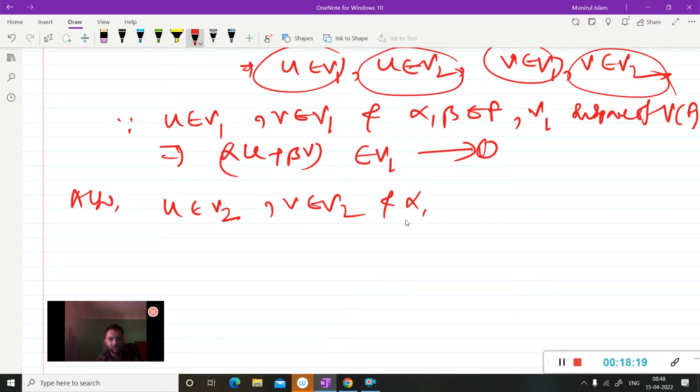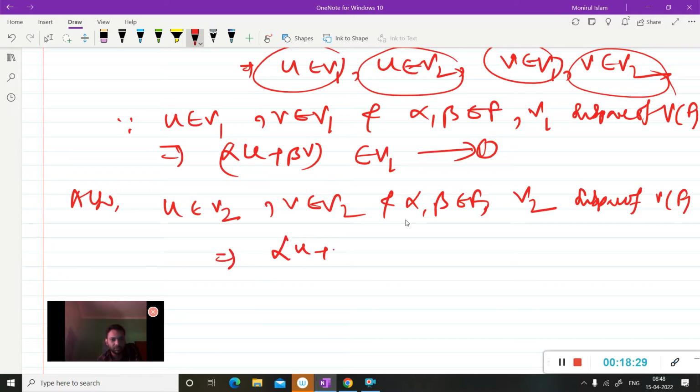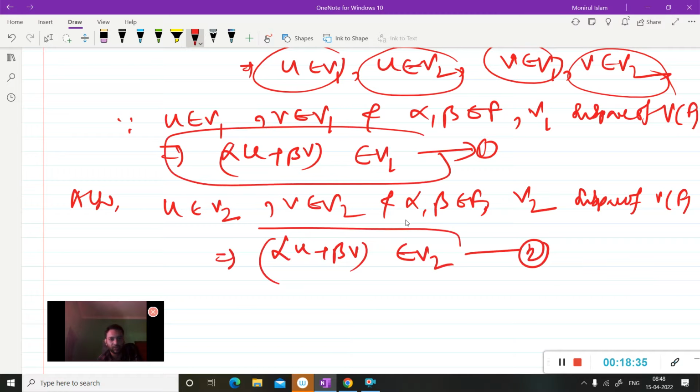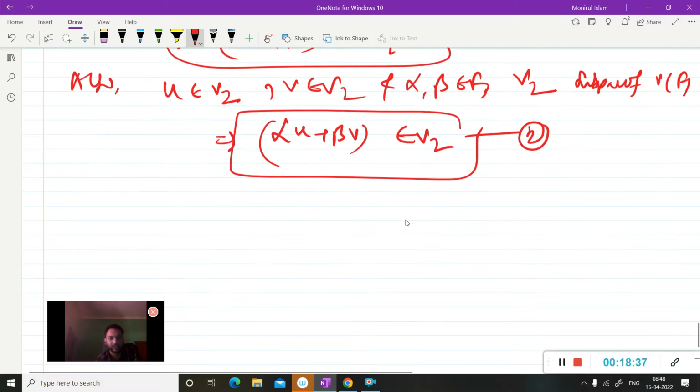Okay, and alpha, beta belong to the scalar field. Also V2 is a subspace of vector space V over F. So it will imply alpha U plus beta V also belongs to V2. So see, alpha U plus beta V is in V1 and this also belongs to V2. So this will imply it belongs to the intersection.